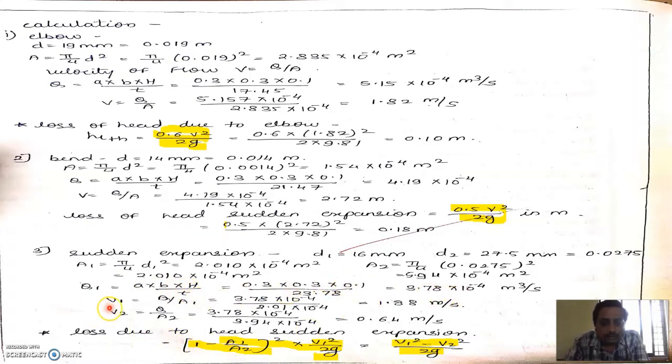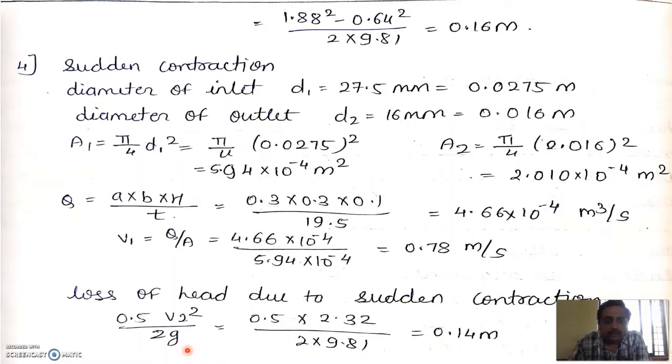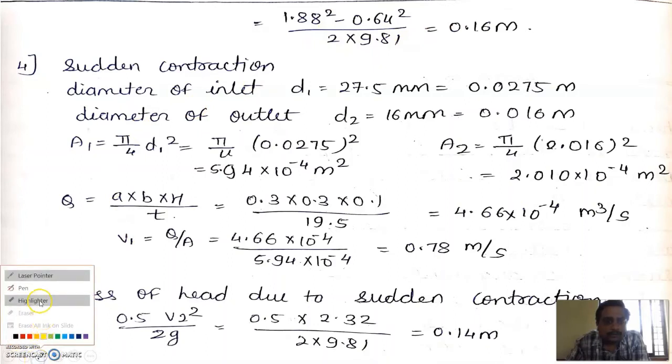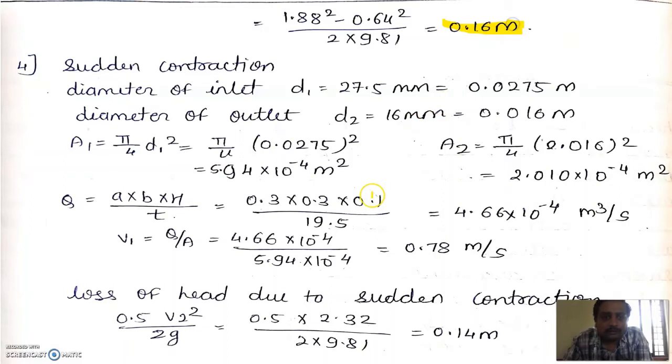So we are finding two velocities, V1 and V2. Q by A1, using the first area, you find V1, and using the second area A2 you find V2. Afterwards, you put those values in the formula itself, and you get a value of around 0.61 meters over here.